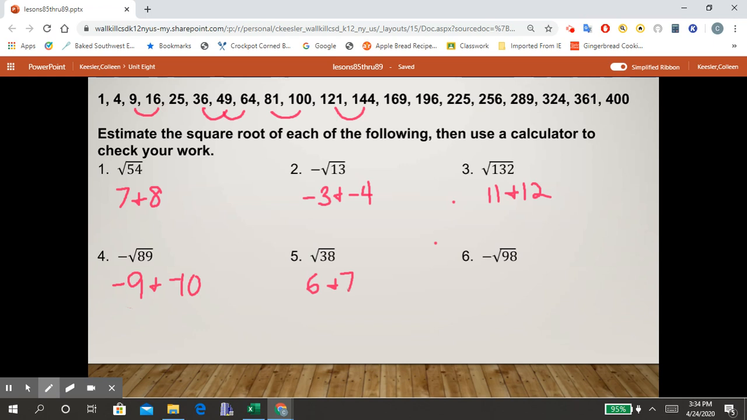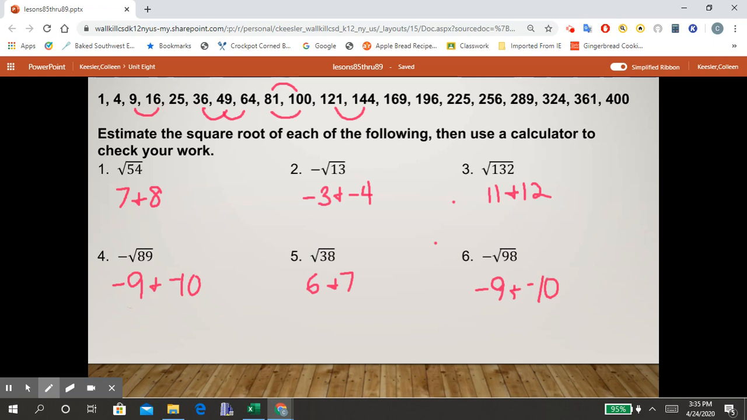Number 6, the negative square root of 98 would be negative. Then we look for 98 in our list. And 98 is again between 81 and 100. Square root of 81 being 9, and the square root of 100 being 10. So it's between negative 9 and negative 10.